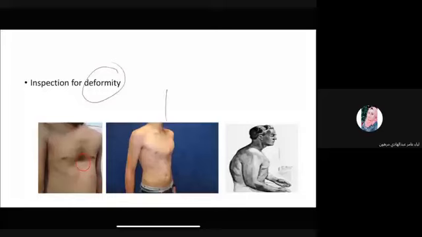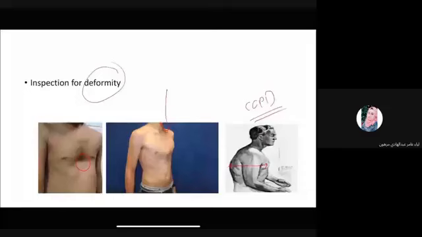The second one is pectus carinatum, the pigeon chest, okay? And the last one is the barrel-shaped chest. Barrel-shaped chest can occur with COPD, okay? It means hyperinflation. These are the major abnormalities that we see while we are inspecting the patient. The barrel-shaped chest occurs in a patient with chronic obstructive pulmonary disease.